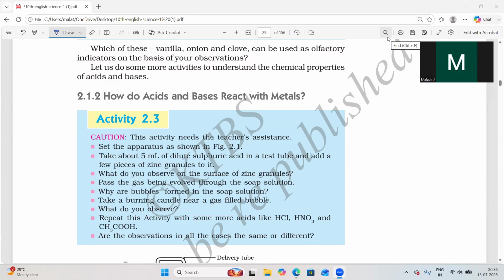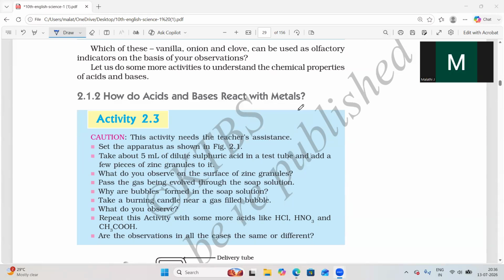Today we will study more aspects of acids. That is chemical properties of acids from the acids, bases, salts lesson. This is the second session. Last session we discussed what are acids, what are bases and what are indicators. Today we will discuss one aspect, that is reaction of acids and bases with metals.